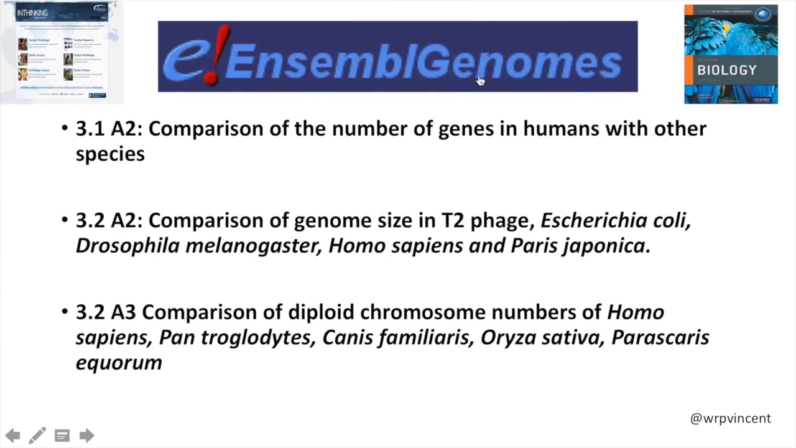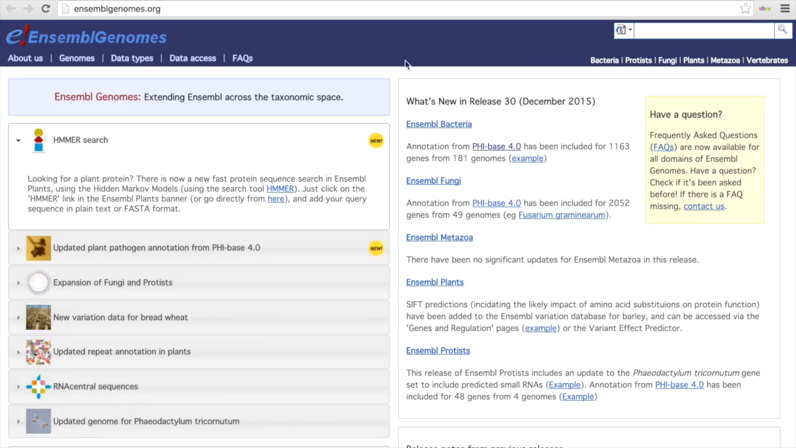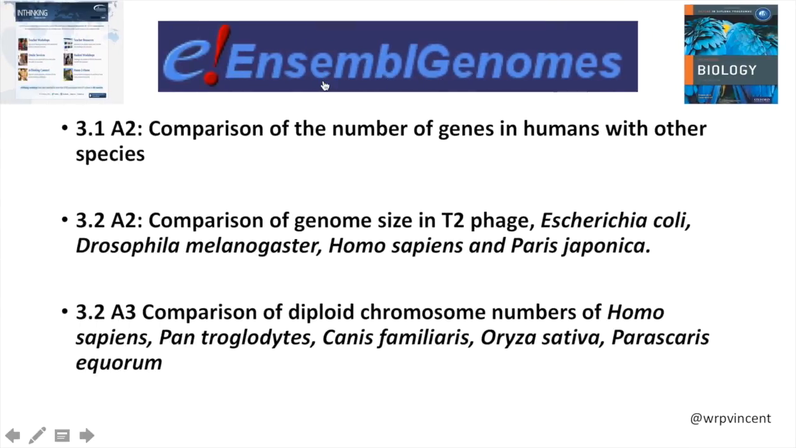We can use that database then, by going back over the top here, to look at the bacteria or fungi, whatever it might be, the particular species that we want to look at. So Escherichia coli will be in the bacterial area, Drosophila melanogaster is in the metazoan area, and so on and so forth.